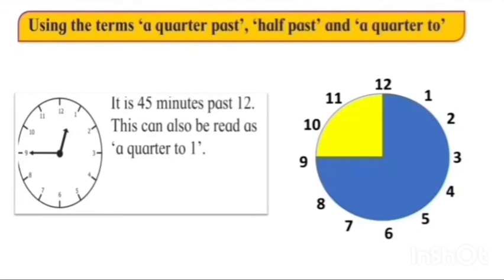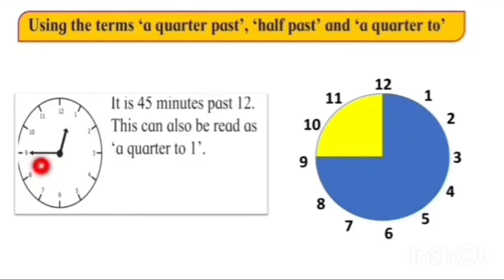Children, just now we saw the minute hand was at 3. So, the distance between 12 and 3 is quarter past. Now, the distance between 12 and 6 is half past. Whenever the minute hand is at 6, that means half past. And whenever the minute hand is at 9, that means quarter to. Okay, so quarter to 1 or 45 minutes past 12, both the answers are correct, or you can say it in both the ways.